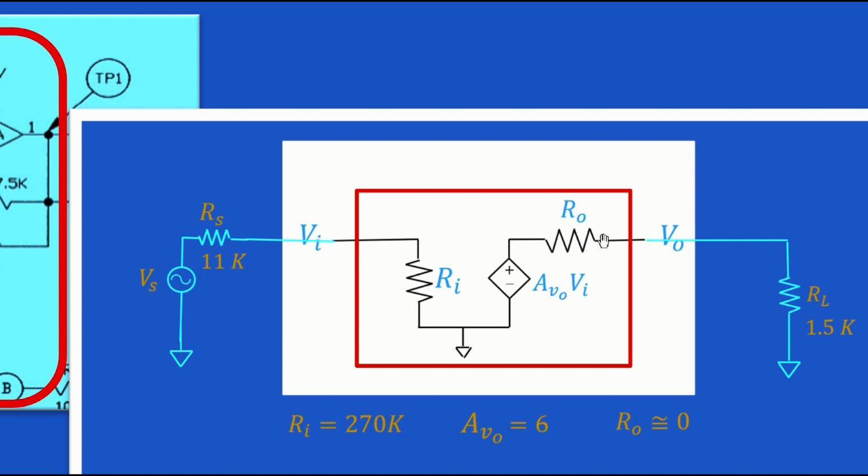And that would allow us to figure out what would happen if we loaded it. In this case, the output resistance was 0. And so even though there's like 1.5K loading the circuit, we can ignore that. So we've simplified our life tremendously.